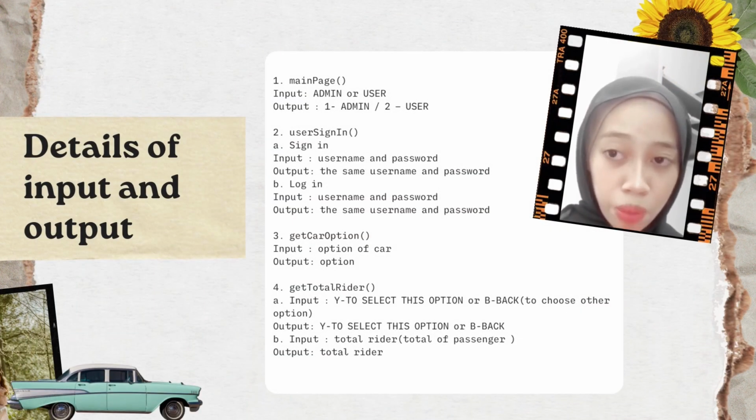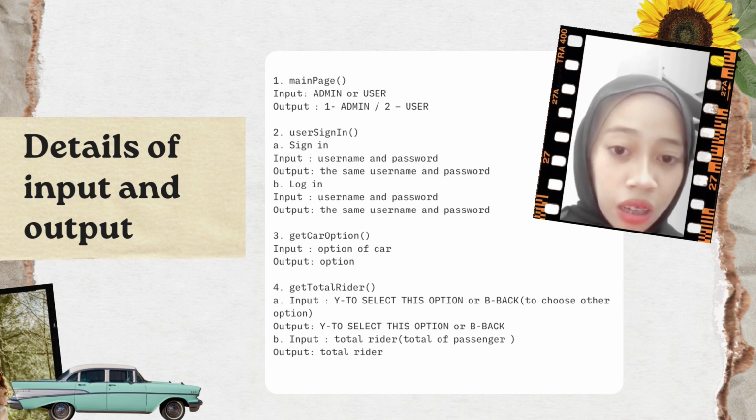First, the function main page. For the main page function, the input is admin or user, and the output is 1 for admin or 2 for user. Next, the function user sign in. For sign in, the input is username and password, and the output is the same username and password. For login, the input and output are the same as sign in.